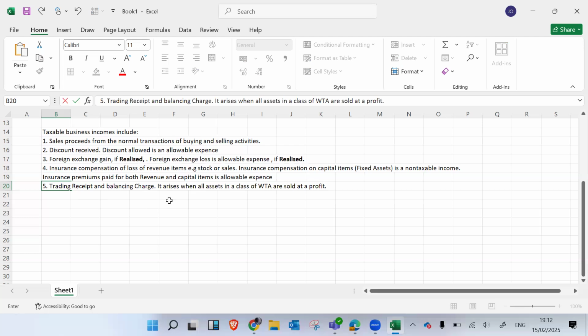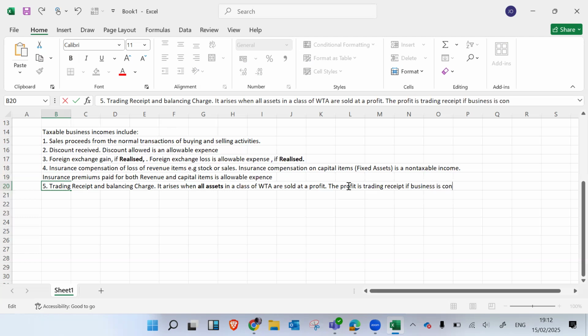The most important thing here is that we are selling all assets, not just a few. A class of WTA, we shall see those classes. We have two classes of WTA. If all assets are sold at a profit, the profit is trading receipt.